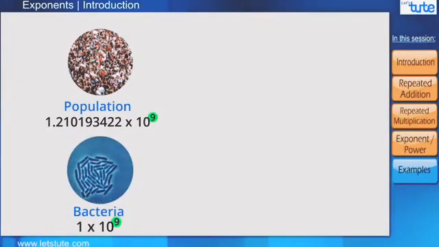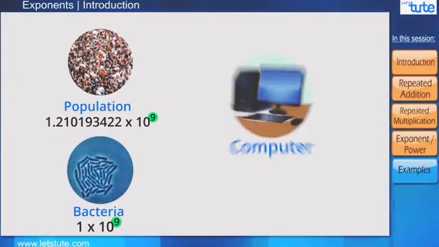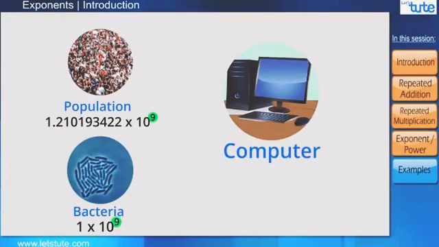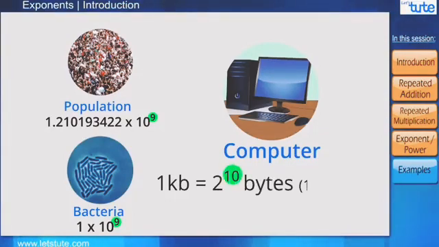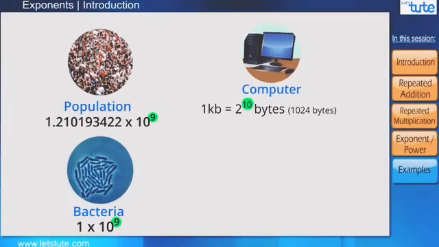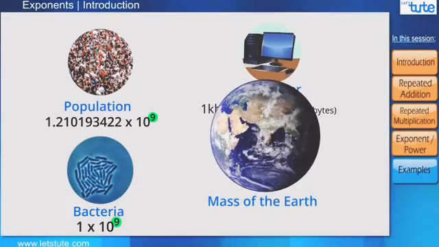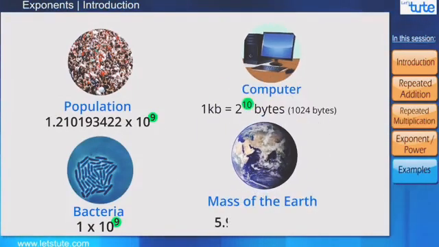Similarly, exponents are often used to describe how much memory or RAM a computer holds. For example, 1 KB equal to 2 raised to the power 10 bytes or 1024 bytes. Or mass of the earth is almost 5.972 into 10 to the power 24 kg.